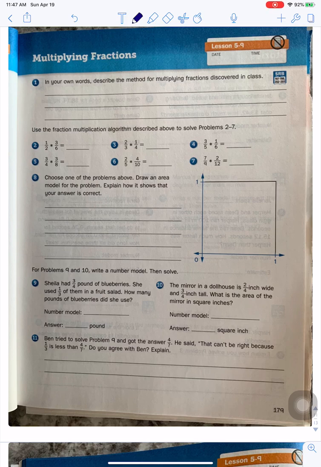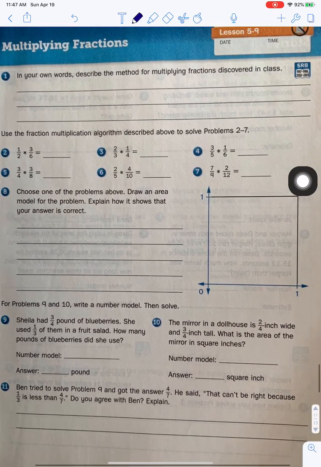For today's lesson, we're going to wrap up our multiplying fractions lessons. You're going to turn to page 179 in your math journal. And today we're going to take a look at the shortcut for multiplying fractions. Number 1, in your own words, describe the method for multiplying fractions discovered in class. And this is what we discovered in yesterday's lesson.